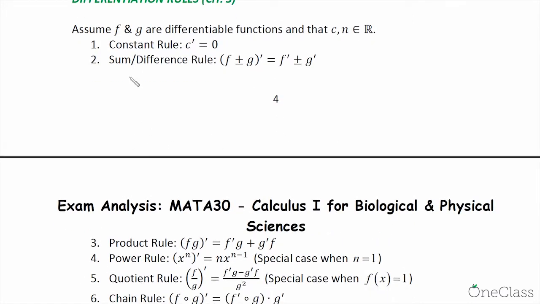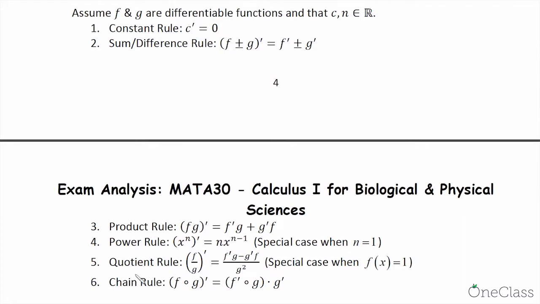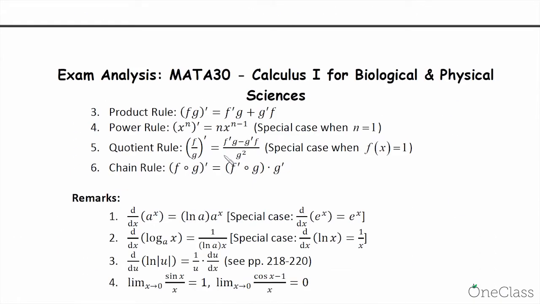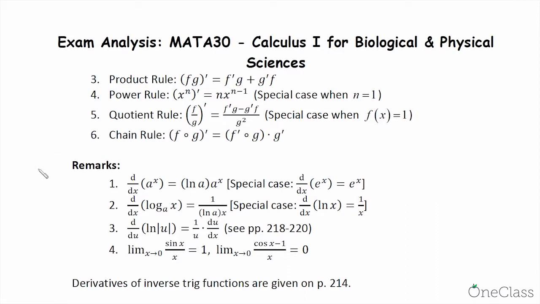So we have the constant rule, sum difference rule, product, power, quotient, and chain rules. The chain rule is probably the trickiest of the bunch, but it's also one of the most useful. So those are the basic rules. We make some brief remarks here.